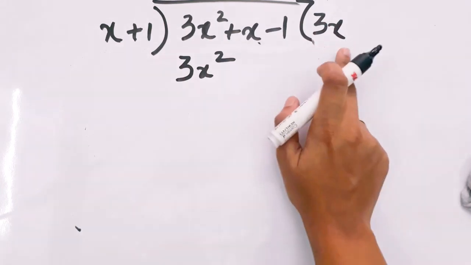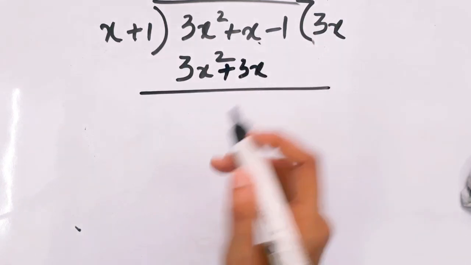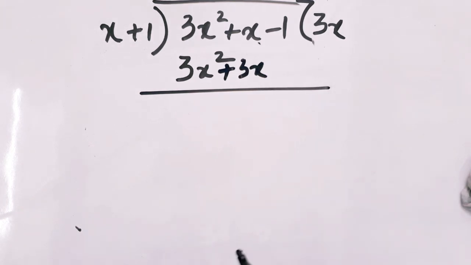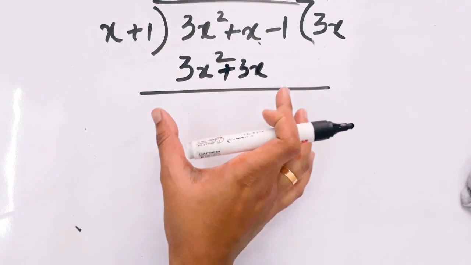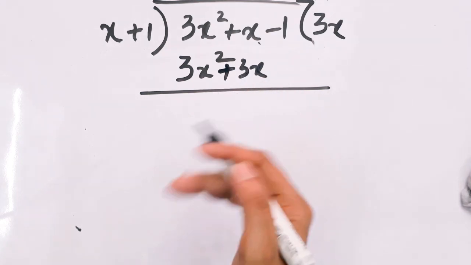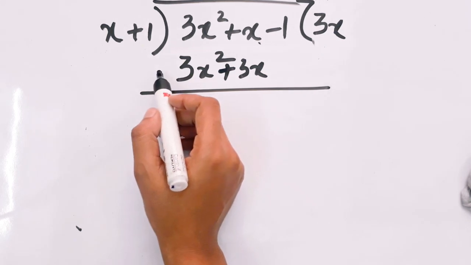So the plus 1 into 3x will be plus 3x. After this, what we'll do in normal division, we'll subtract it. Same way I have to subtract this with this. So when we subtract, the signs of the term will change. What does that mean? So here I don't have any sign, which means it's a plus.